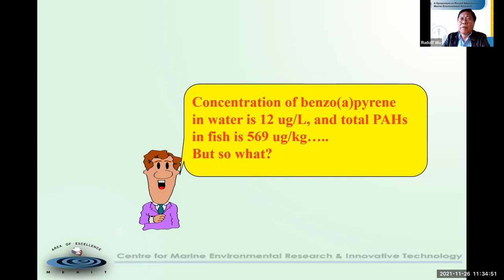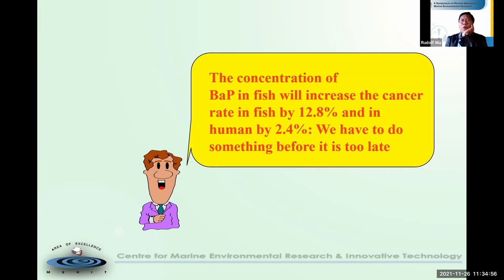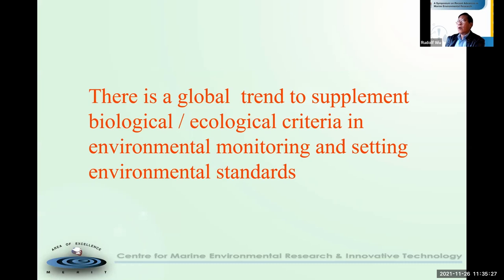But if you turn to the other guy, the more clever guy, he says the concentration of benzopyrene in fish will increase the cancer rate in the fish by 12.8%. And if you eat this fish, then you increase your cancer rate by 2.5%. We have to do something before it is too late, right? So these guys make a lot more sense because they tell you what the consequence will be, in a more accurate way. And people have known about this for a long, long time, more than 20 to 30 years. There's a global trend to supplement biological and ecological criteria in environmental monitoring and in setting environmental standards, and to try to replace the chemical standard. But again, it's not that easy.